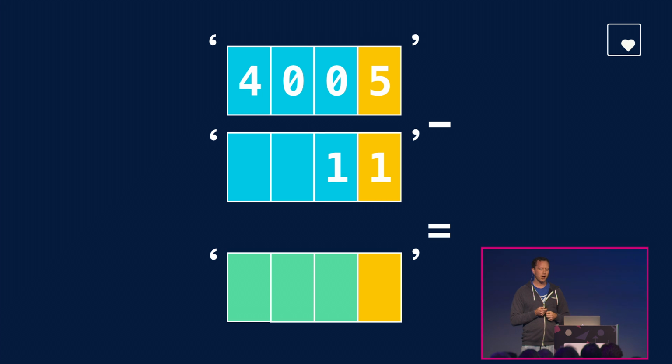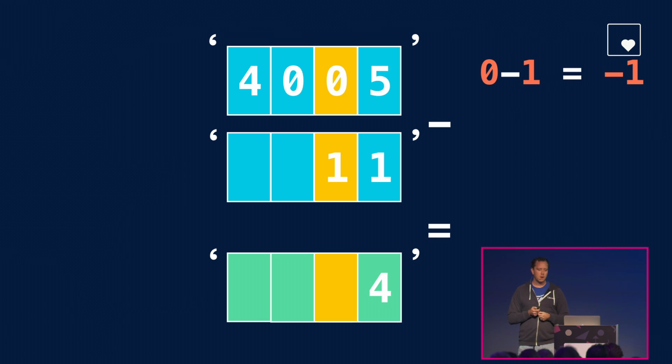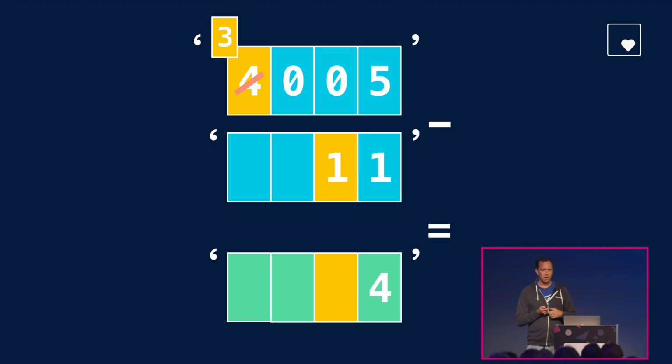So we have 5 minus 1, which gives us 4. Then we kind of get into this weird situation where we want to have 0 minus 1. We can't really do that. So we start what I like to call a lookup phase. We start looking down the number until we find something that we can borrow from. So in this case, we found 4. We take 1 from that.